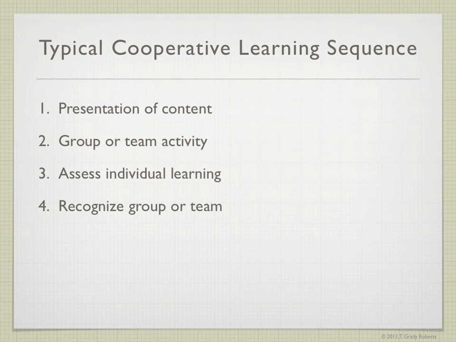So a typical cooperative learning sequence would be some sort of a presentation of the content, then some sort of a group or team activity, then assessing individual learning, and then recognizing the group or the team. And so it has multiple pieces. You have to give them some information, then they're going to break into some sort of a group or a team to do something with that, and then you're going to assess their individual learning and the group's learning.